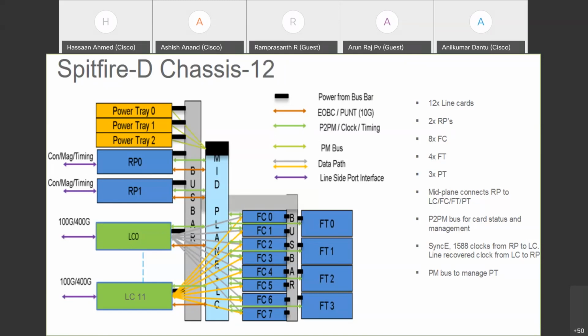Any questions on this? And as I mentioned, you have your fan trays on the back side and you have the fabric cards. So you have to remove your fan tray to access your fabric cards.